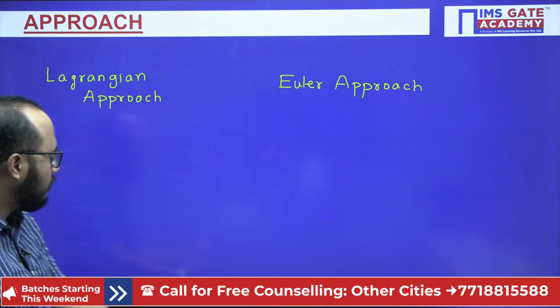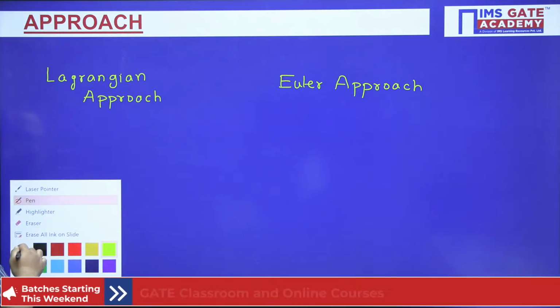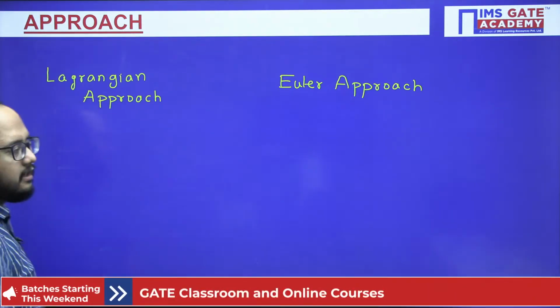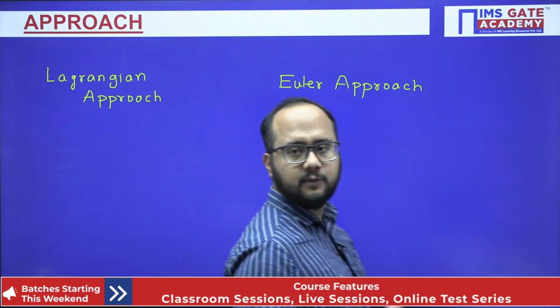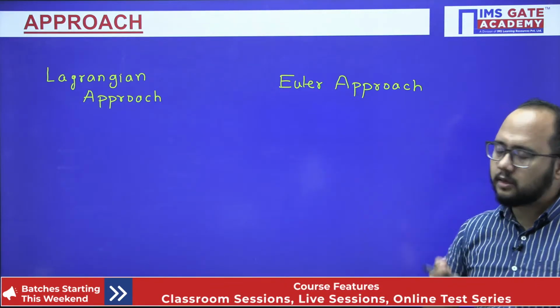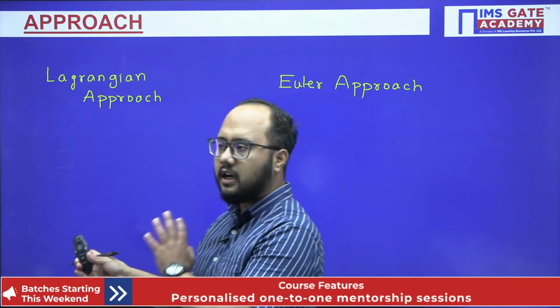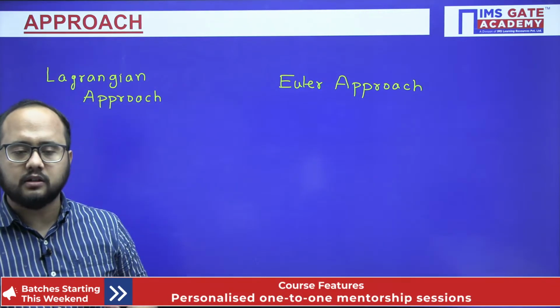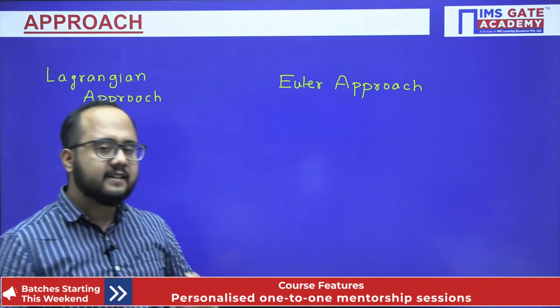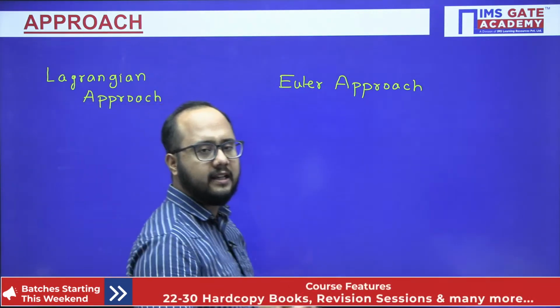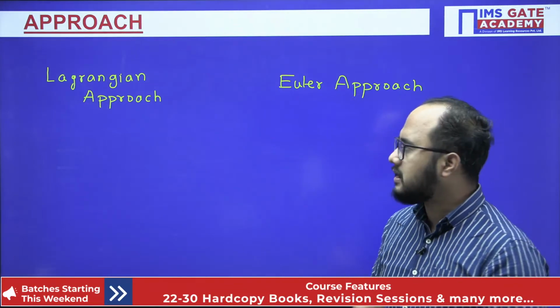Okay. Now you should understand what is the basic difference between this Lagrangian approach and Euler approach. As far as this point is concerned, Lagrangian is basically the scientist, Euler is also the scientist. Based on their philosophies, based on their approach, two different approaches for the analysis have been there. Now you should understand the basic difference.